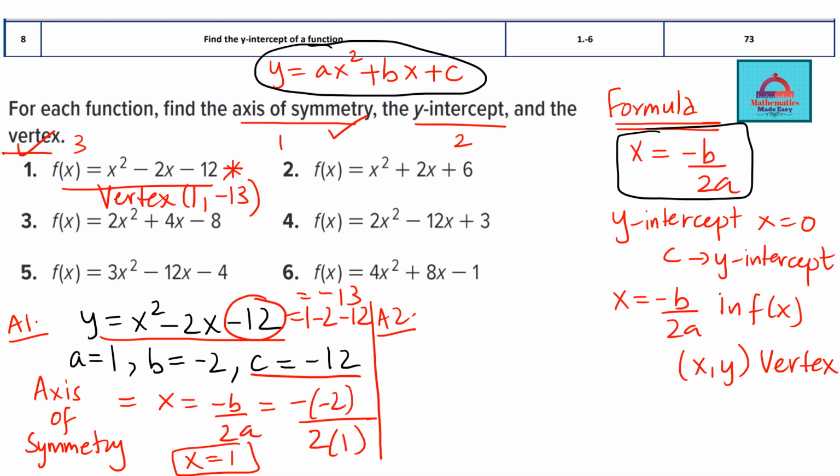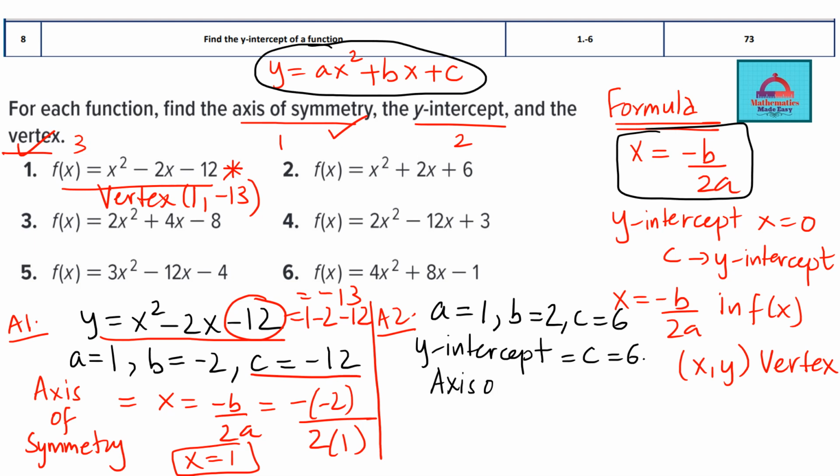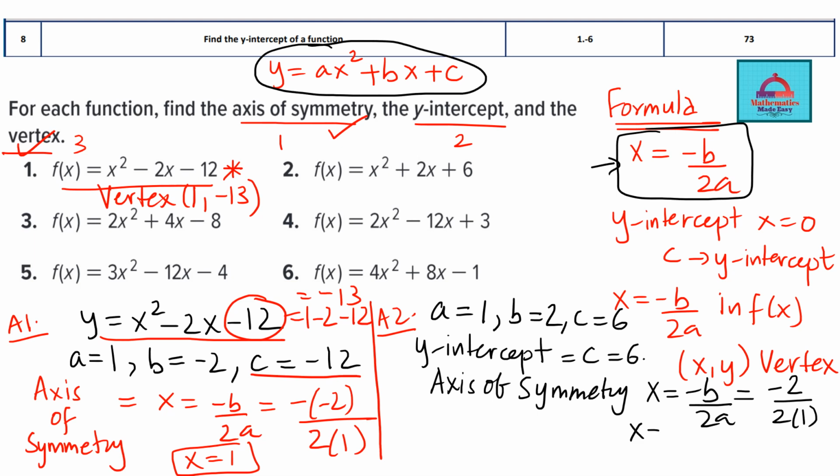In question 2, a is 1, b is 2, c is 6. So we have already got the y-intercept. Let's do that first. That is equal to the value of c, which is 6. Now let's calculate the axis of symmetry. Again I'm going to use the same formula, x is equal to minus b by 2a. Put the values of b and a, and this comes out to be, for this question, x equal to minus 1.